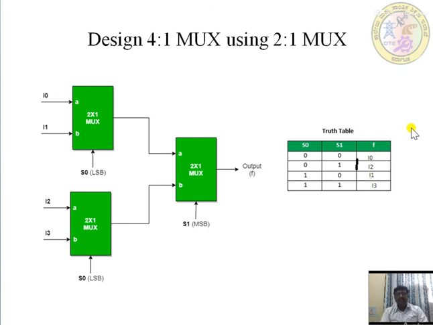Next, designing of a 4:1 mux using 2:1 mux. Here it is a simple design. To design a 4:1 mux using 2:1 mux, we require three 2:1 muxes, and they can be arranged in this fashion. Let me check how the block diagram looks.